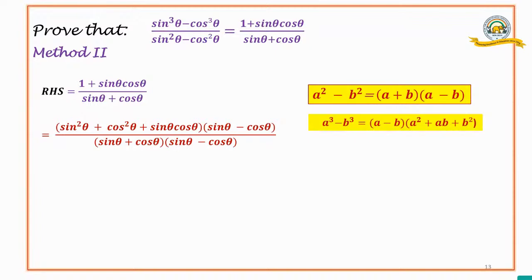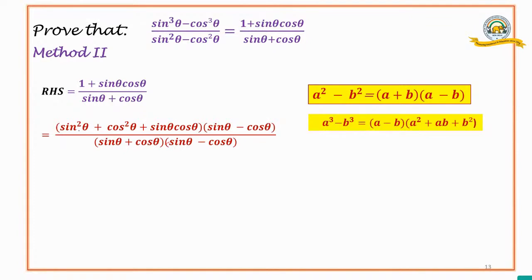And we need a cube here. What is the numerator which we are going on to? That is our cube, sine cube theta minus cos cube theta. So, what do I get here? A cube minus b cube is again coming to my help. A cube minus b cube is a minus b into a square plus ab plus b square. Now, have a look. What do I have? I've got the denominator sine theta plus cos theta and sine theta minus cos theta.